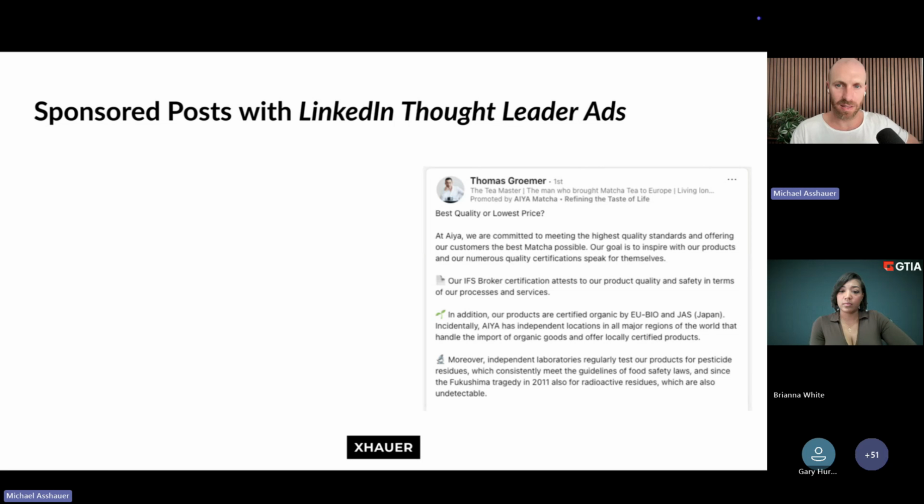And then in the next step, you can go and take the postings from his personal profile. It's not from the company profile, but from his personal profile, and then promote them. This is what you see here then, the little promoted by Aya. This is his company. Promote them from the company ads account, basically, to the exact target group. And this is the magic behind it.